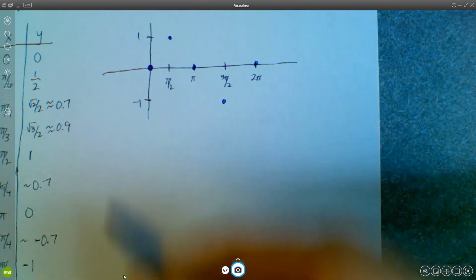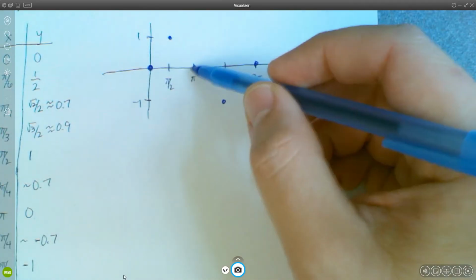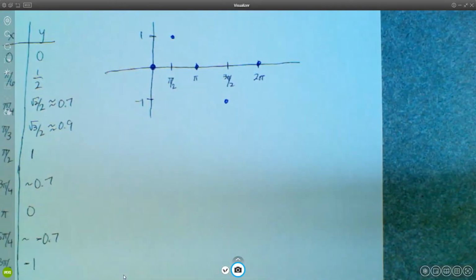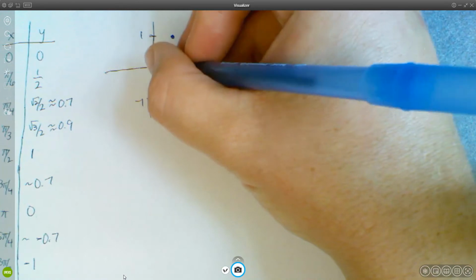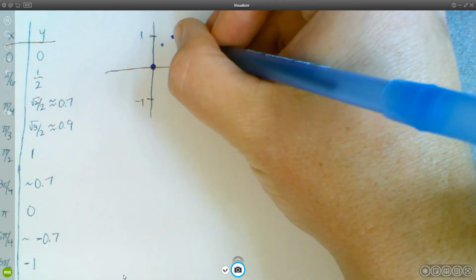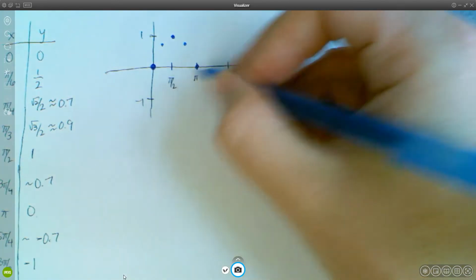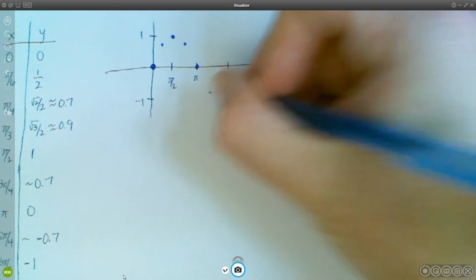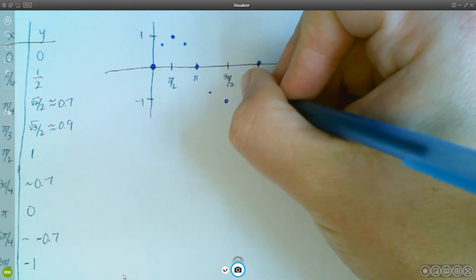So we get this kind of shape, but we don't technically know if these are sharp corners or what they do exactly until we come back and fill in some of these details, right? So at pi over 4, for example, I know that I'm at 0.7, so that's maybe right about there. And then the same thing at 3 pi over 4. At 5 pi over 4, I'm at negative 0.7. So maybe something like this.